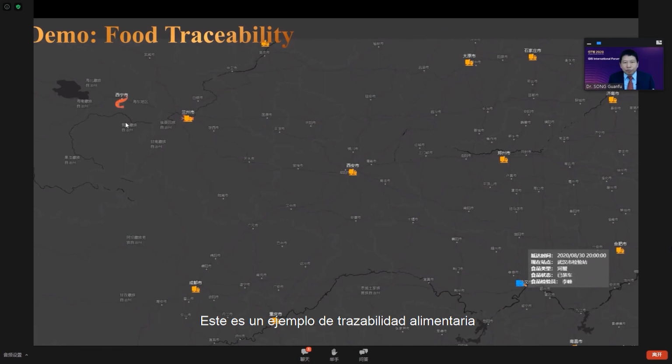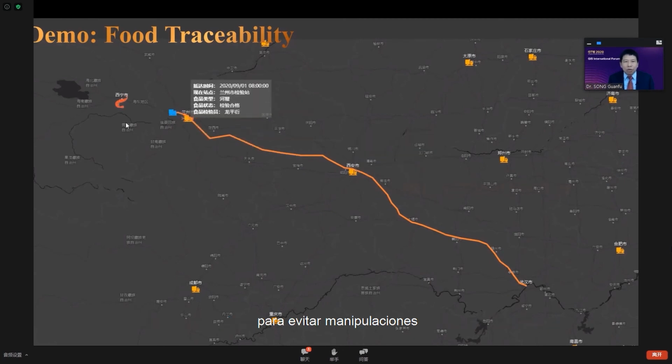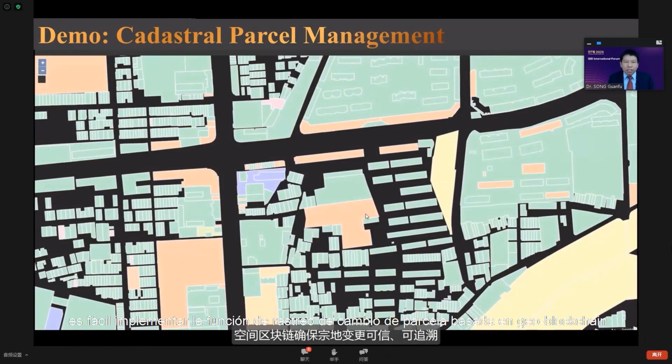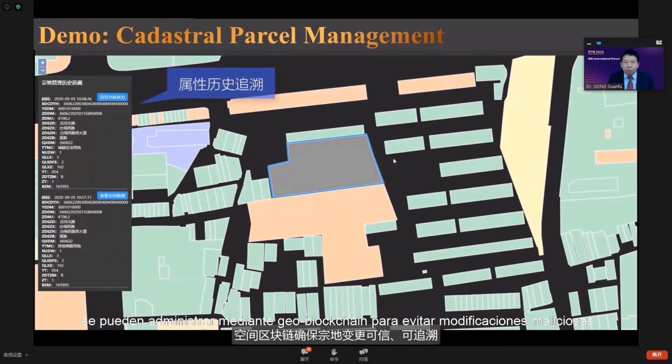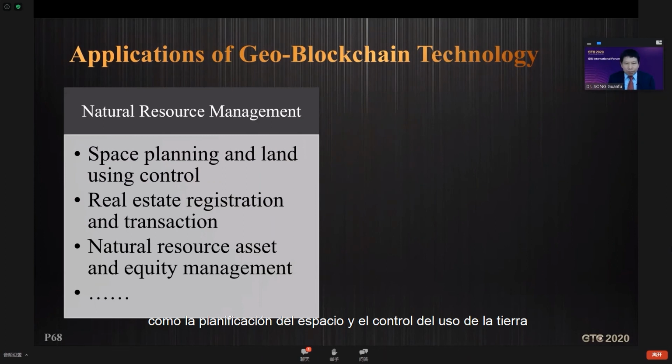This is an example of food traceability. Their key location data can be managed on the blockchain to avoid tampering. In the cadastral management system, it is easy to implement the trace function of parcel changing based on Geo-Blockchain. Besides, key data like parcel boundary lines and boundary points can be managed by Geo-Blockchain to avoid malicious modification. There are many application scenarios of blockchain, such as space planning and land use control, real estate registration and transaction, and natural resource management.